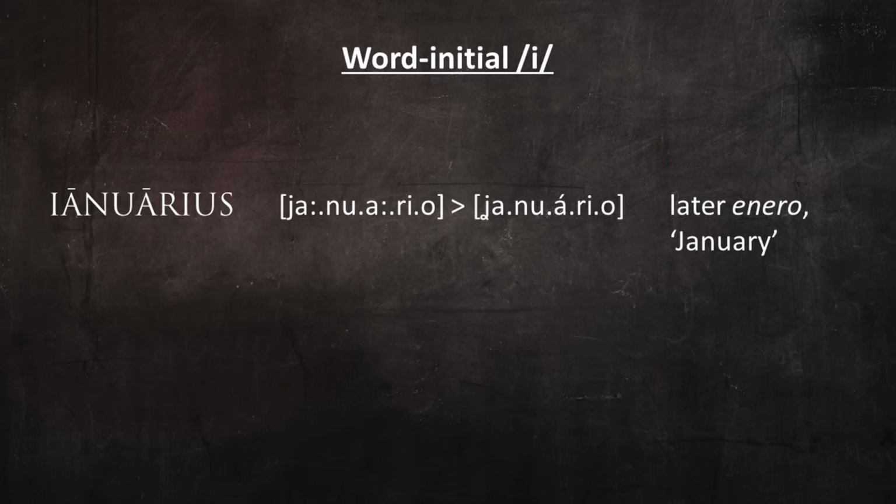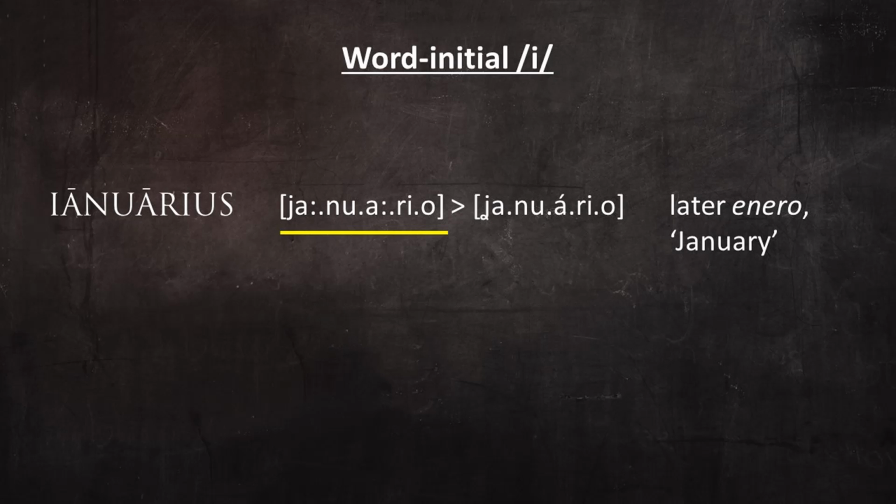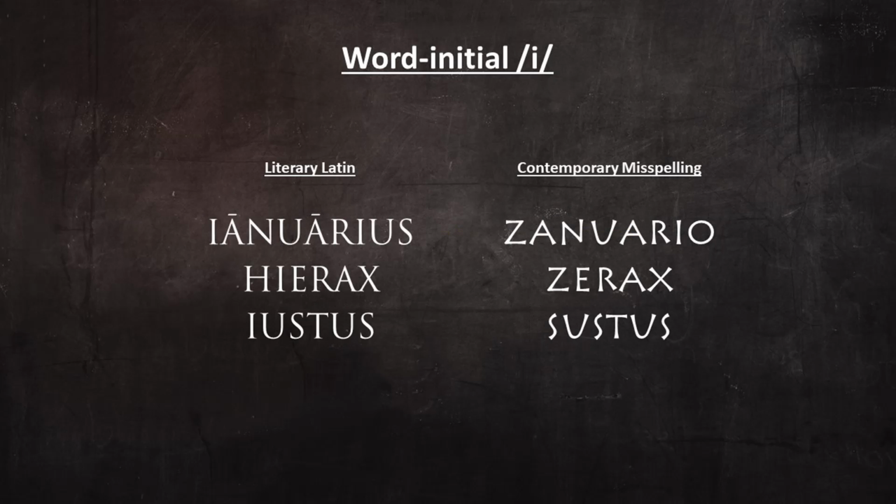So in early spoken Latin, this word was probably pronounced something like Januario, where this vowel combination was a diphthong, and these two were hiatuses. Later on, word initial y became the palatal fricative consonant y, or sometimes the affricate j. So Januario would have become something like Januario. This change in word initial I is reflected in contemporary misspellings like these. Of course, none of these spellings can be taken as exact transcriptions, but they're an obvious sign that the vowel sound E had morphed into a fricative.